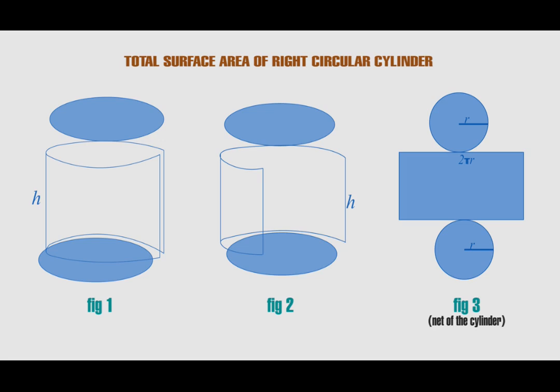So you can see figure 1, figure 2, and figure 3. Figure 3 is the net of the cylinder. The rectangular part of the net is equal to the curved surface area of the cylinder. Now, from all that we have said, the circumference of the circular part is equal to the length of the rectangular part of the cylinder. You can remember that the circumference of a circle is equal to 2 pi r.